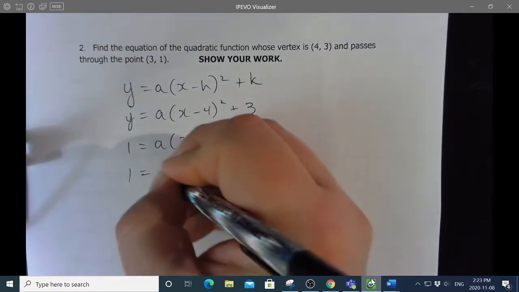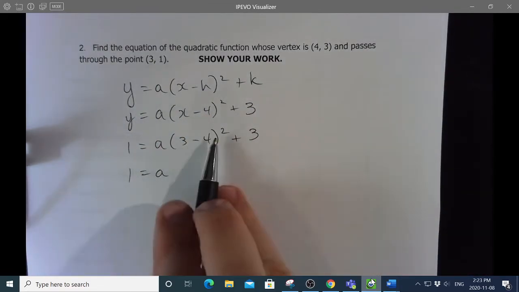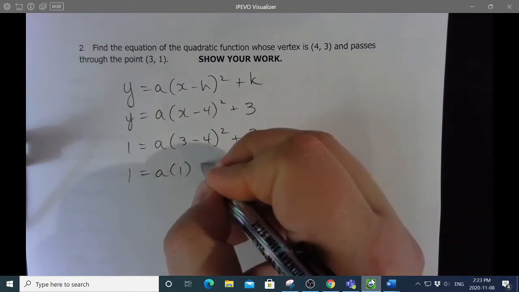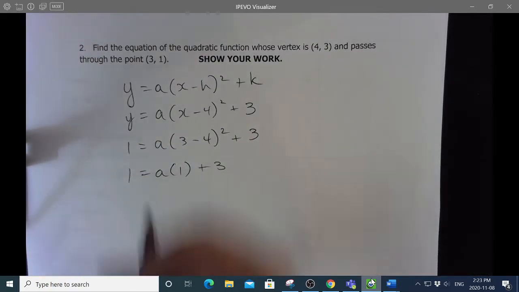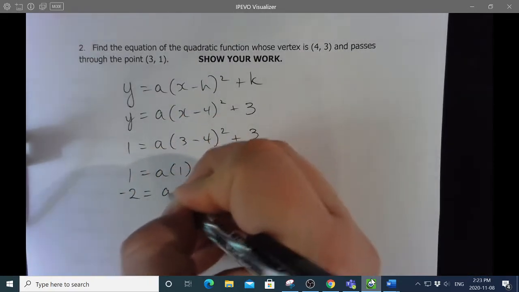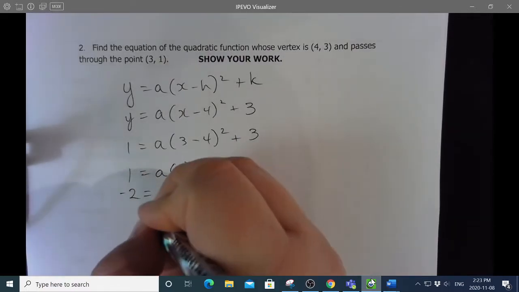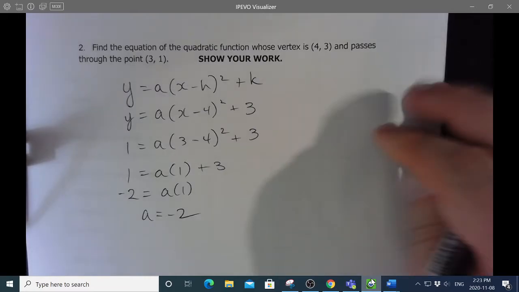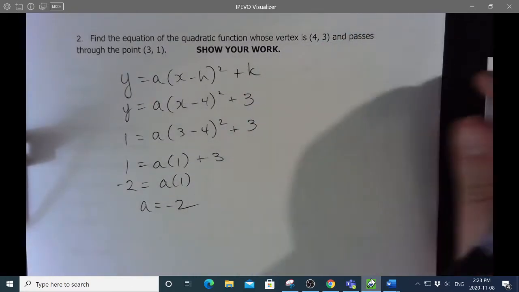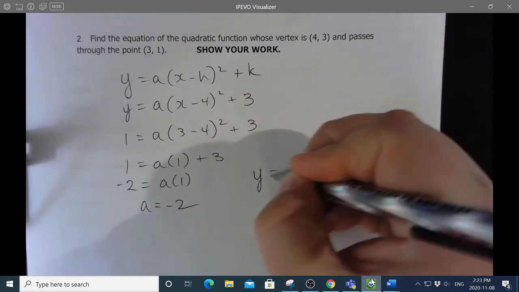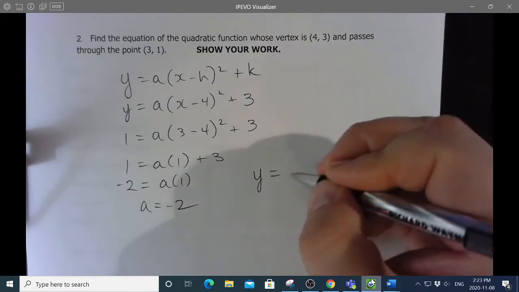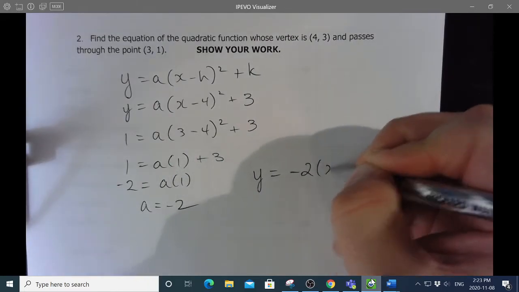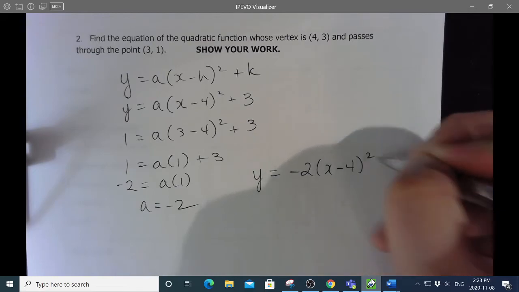So let's see, that's going to be 3 minus 4 is -1, but -1 squared is 1. I minus the 3 from both sides, and I divide both sides by 1, so a is -2. So it doesn't say that it wants this in standard form, so I'll just leave it in vertex form. My equation is minus 2 times x minus 4 squared plus 3.